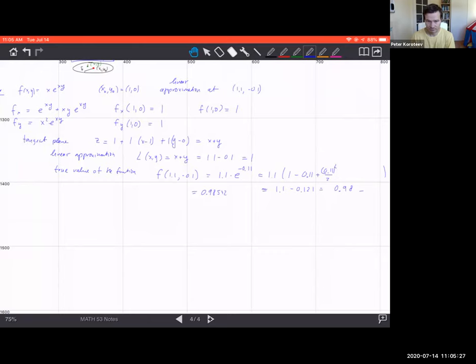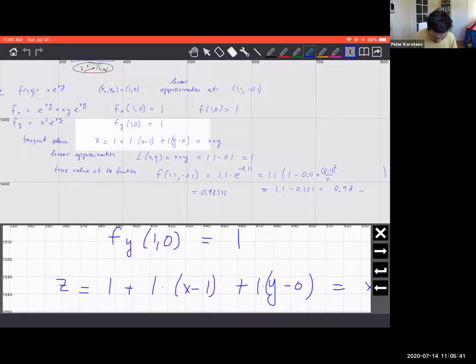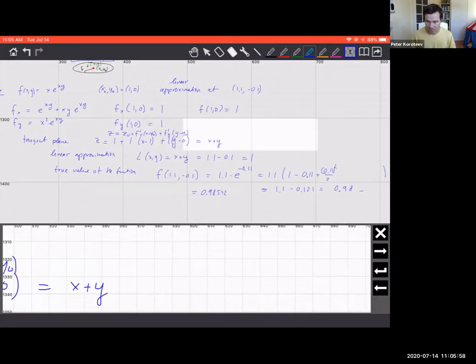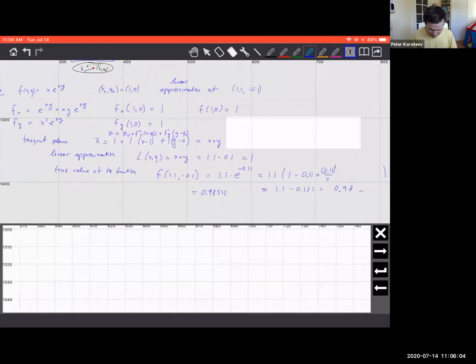Questions? Oh, it just came out as a calculation. So see, the equation for the tangent plane works like this. It's z equals z zero plus f prime of x times x minus x zero, plus f prime of y times y minus y zero. So now you plug in the numbers and then you get that the tangent plane in this example looks like z equals x plus y.